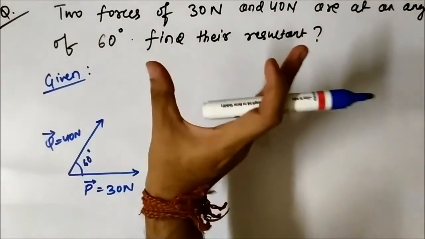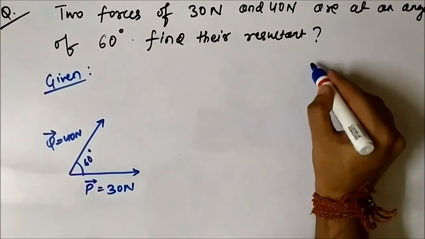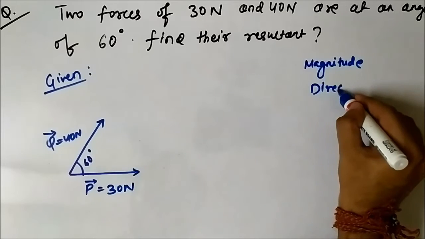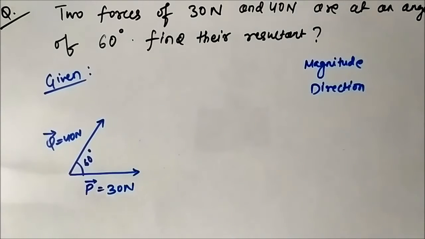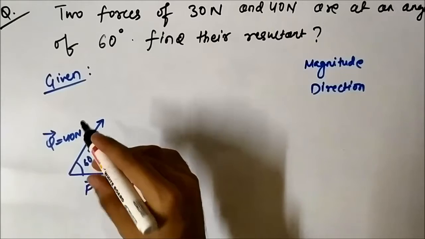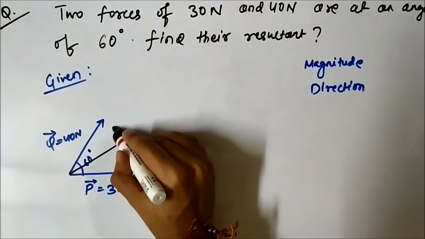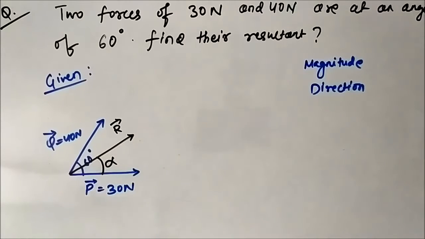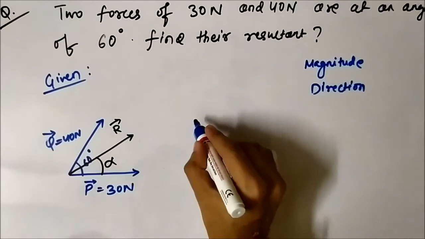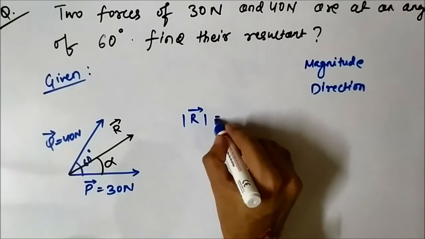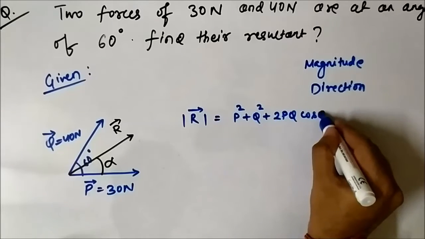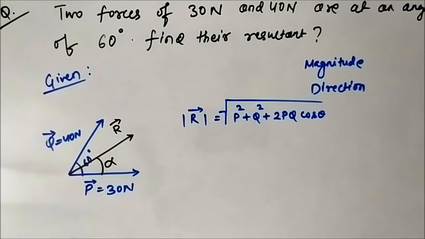Now when it says to find the resultant, it means we have to find both the magnitude and direction of the resultant, both the parameters. So the resultant vector will be something like this, R vector, and it will have a particular angle alpha with respect to the x-axis. The formula for the magnitude of the resultant vector is the square root of p square plus q square plus 2pq cos theta. So this is the formula.